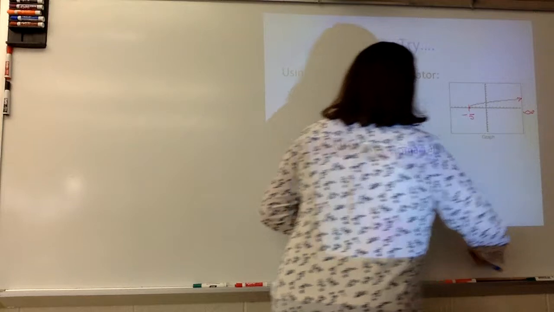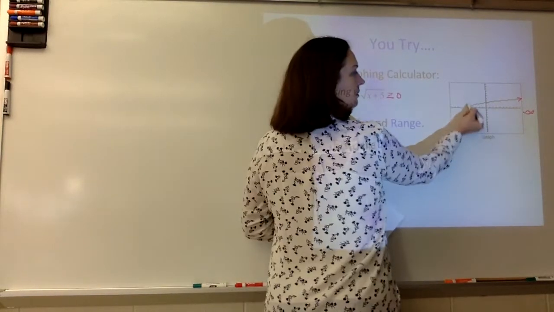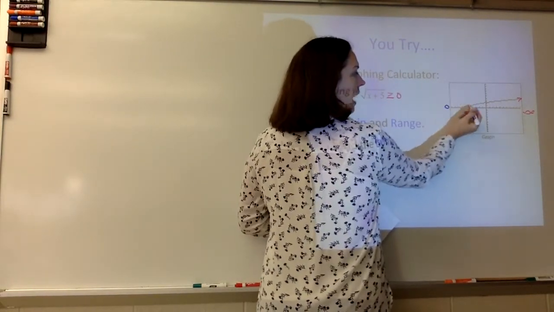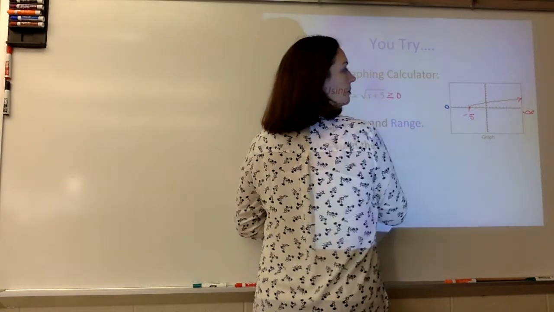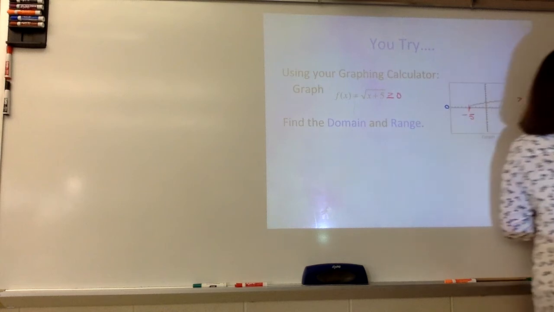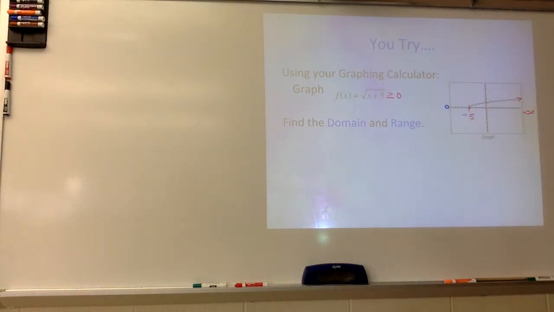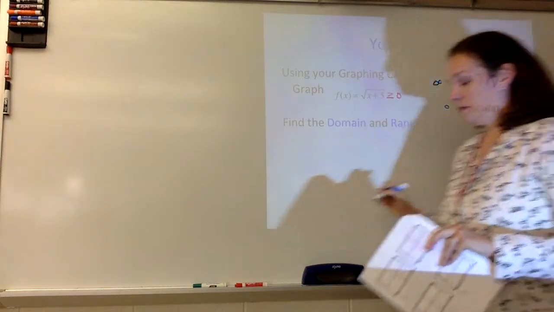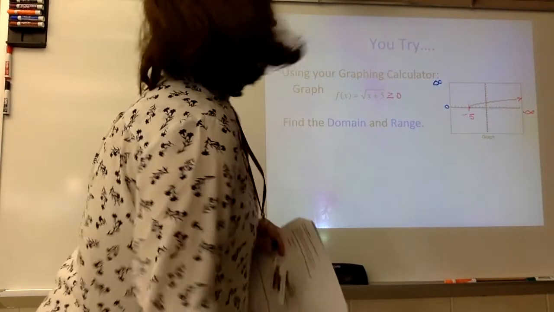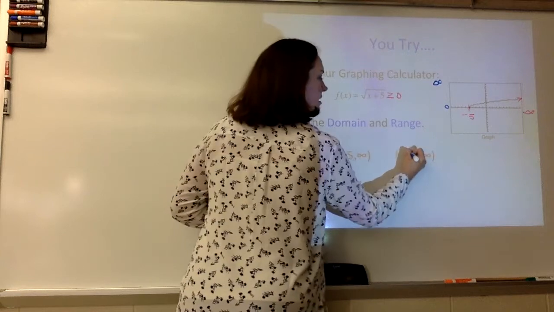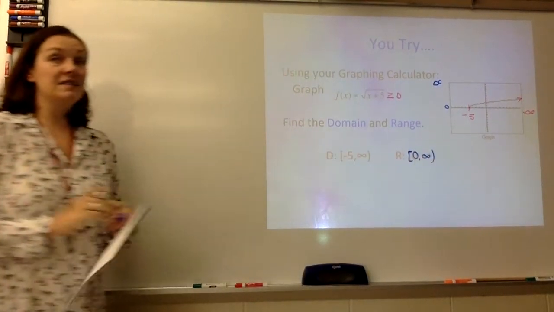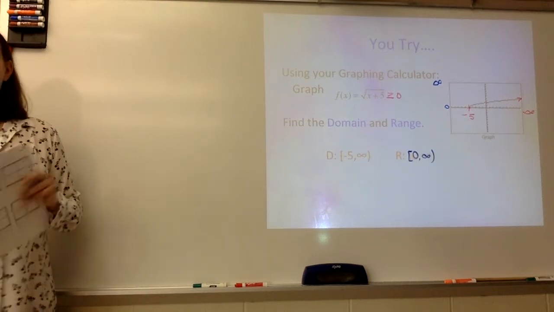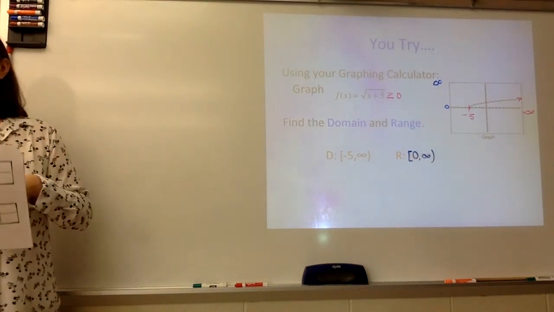How far south does this graph go? How far down? 0. How far up as this continues to grow? Nope. This is going to keep going and going and going. How far up does it go? Infinity. So my range is going to be between 0 and infinity. And notice I used a bracket for the 0 because it was included in the table at -5, 0.